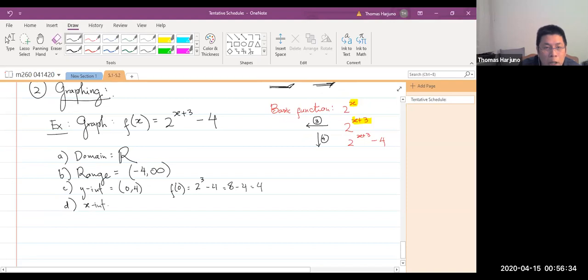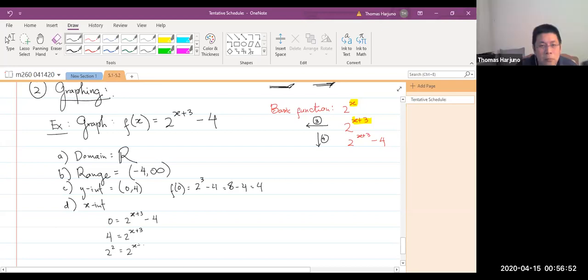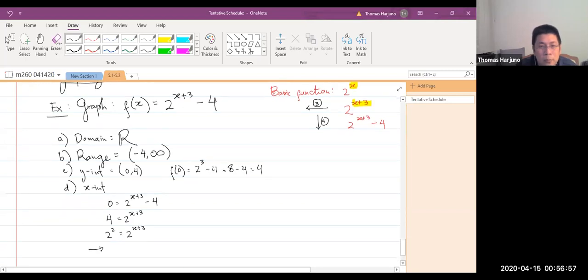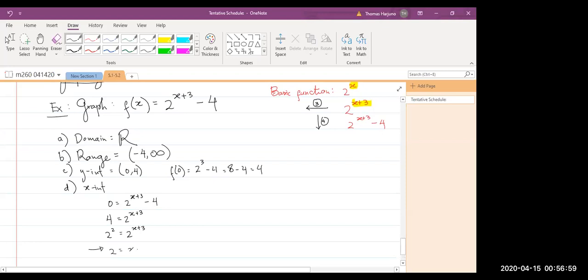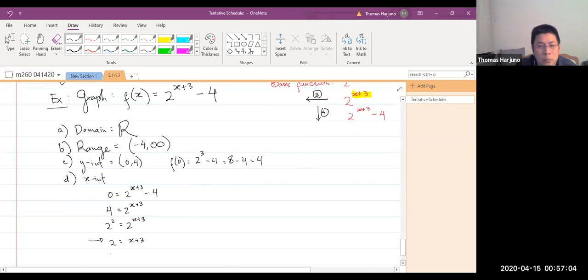You set y equals 0. Solve this equation. The X-intercept is -1, 0.